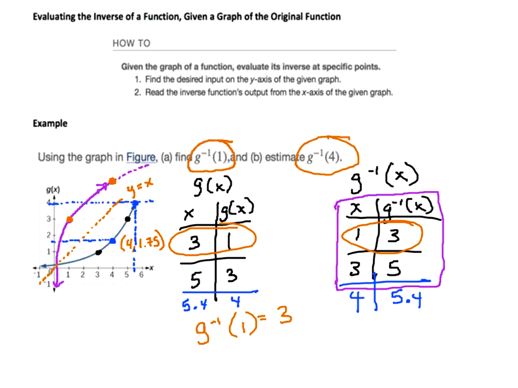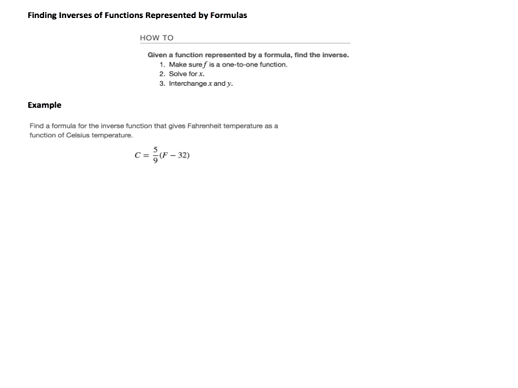When I plug 4 into my inverse function, I get out, well, you can see it's definitely more than 5. I'm off the graph. So G inverse of 4 is approximately, so I'll put a wavy equal sign, 5.4. Sorry for the confusion there for a moment.